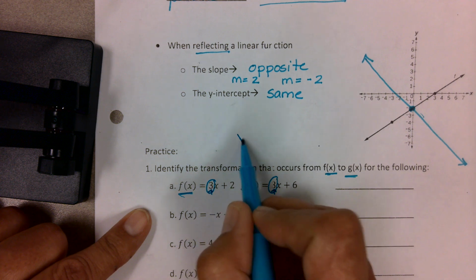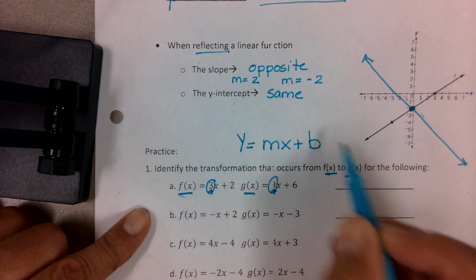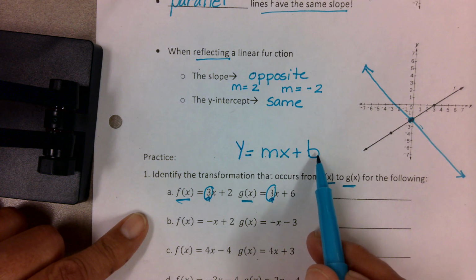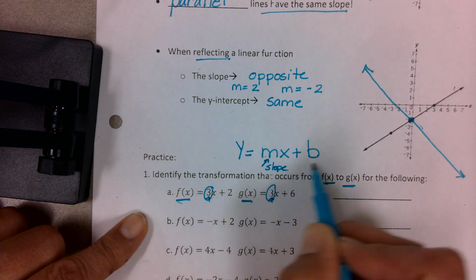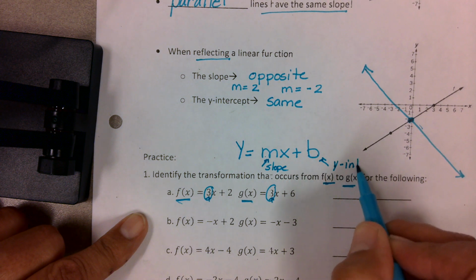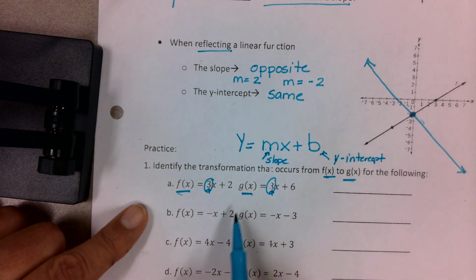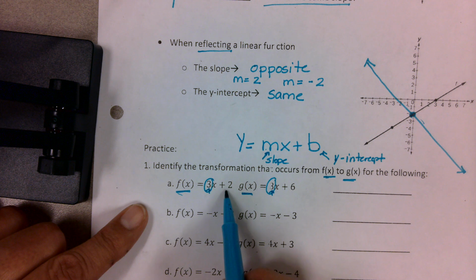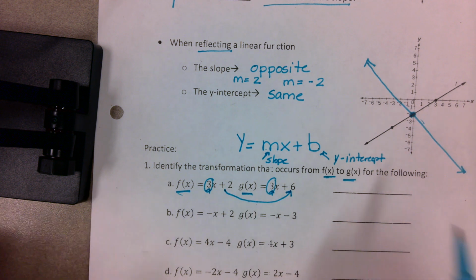Remember, I should probably write this y equals mx plus b because we have to keep remembering it. M is slope, and b is your y-intercept. All right, so we have the same slope, but we went from a +2 to a +6.